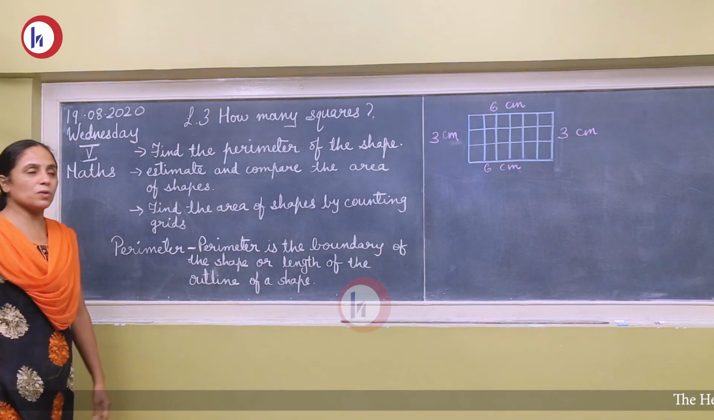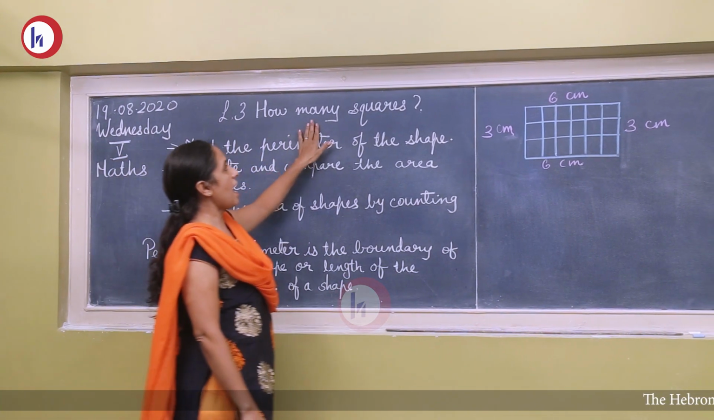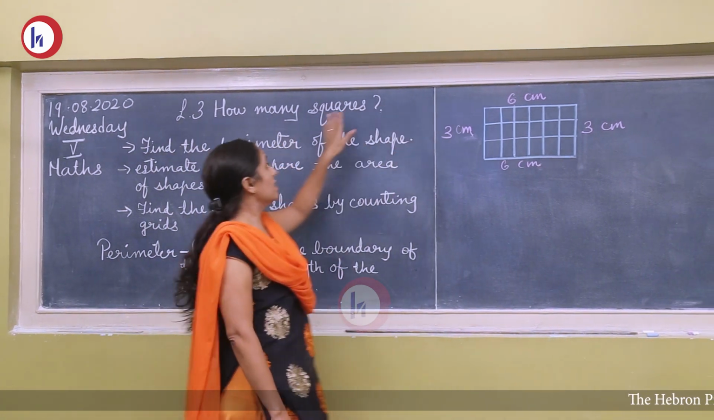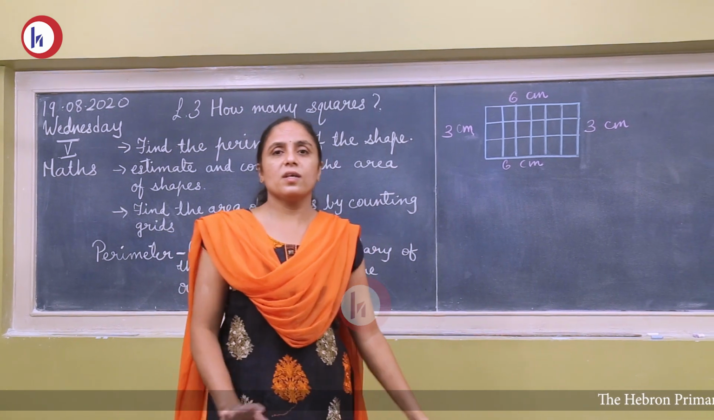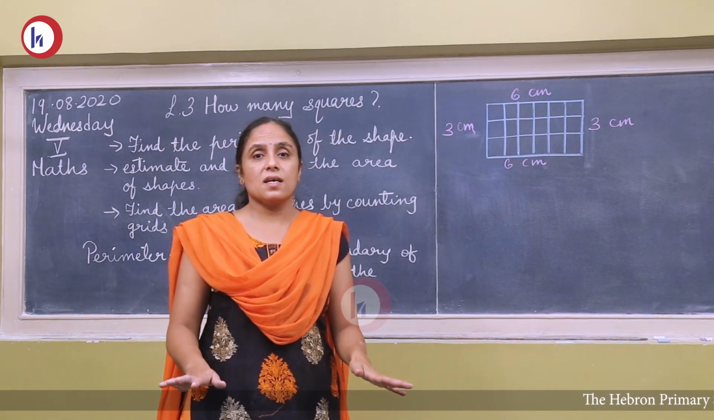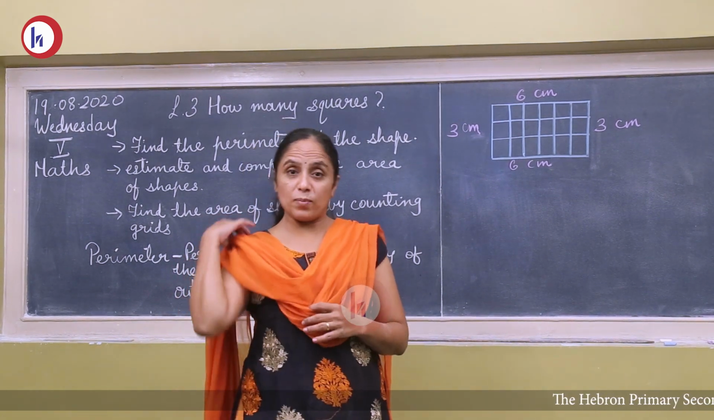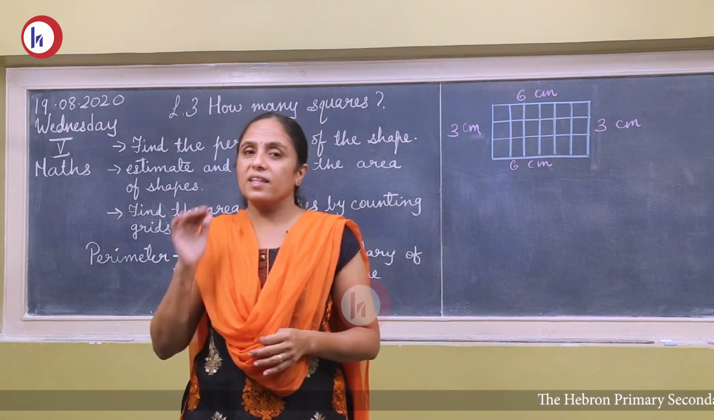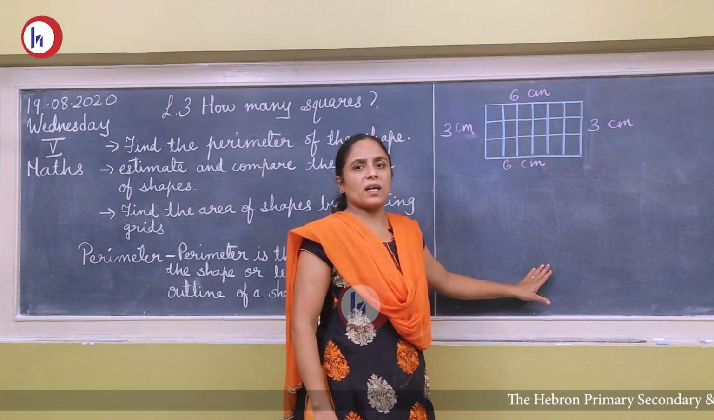Okay, today we are going to start Maths for Standard 5th. Lesson number 3, How many squares? This chapter we are going to do in a graph book. So in this chapter, whatever sums we are going to do, that you have to do in your graph book, not in your classwork. In the classwork, today you have to write only just here what I wrote here.